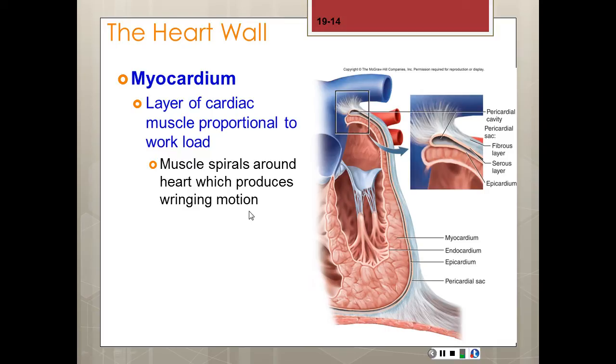So I hope you guys remember the three main layers. We have the epicardium, also called the visceral pericardium. We have the endocardium and the myocardium. And this whole heart is encased by the pericardium. Okay? And between the pericardium and the visceral pericardium, also called the epicardium, is our pericardial cavity, which carries 5 to 30 milliliters of fluid within there. Okay?